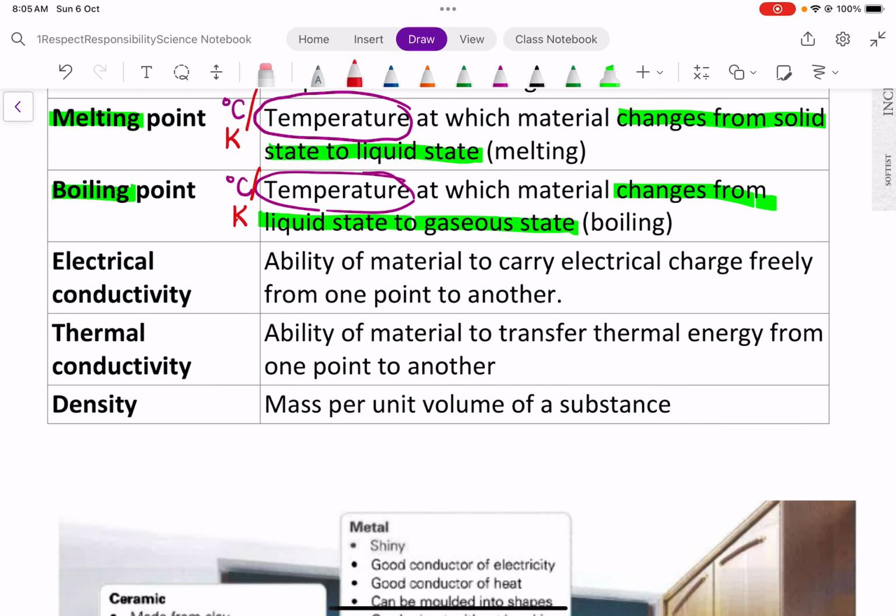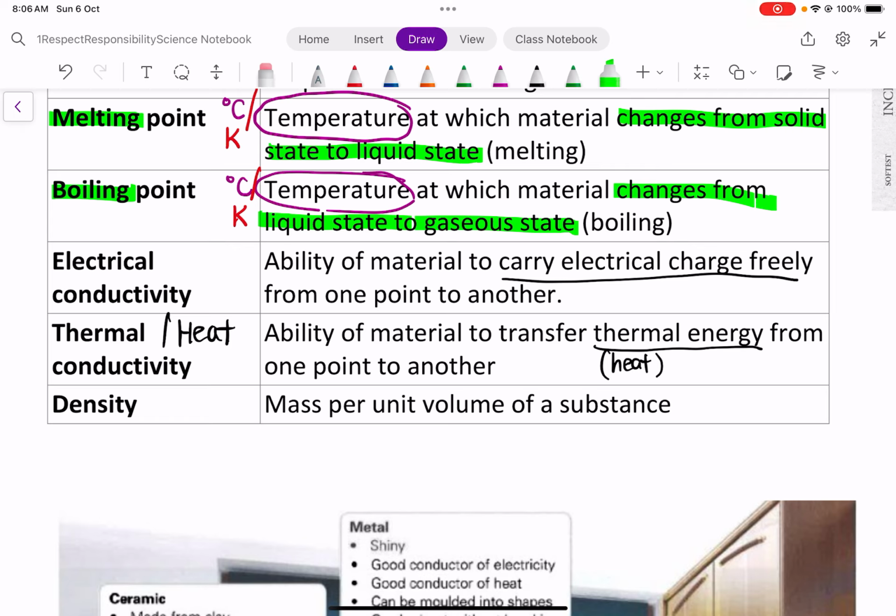And now we move on to the last properties. Electrical conductivity is the ability of the material to carry electrical charge freely. Thermal conductivity has to do with heat. Thermal and heat are closely related terms. So thermal or heat conductivity is the ability of a material to transfer thermal energy or heat energy from one point to another point. And finally, we have density.